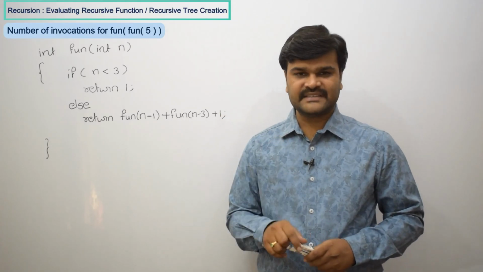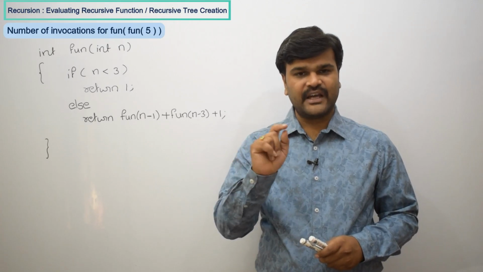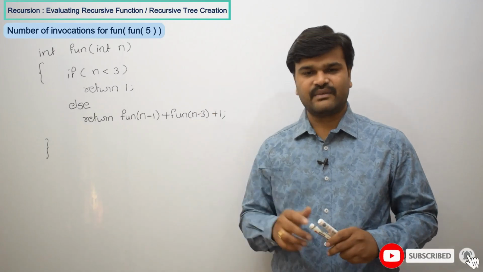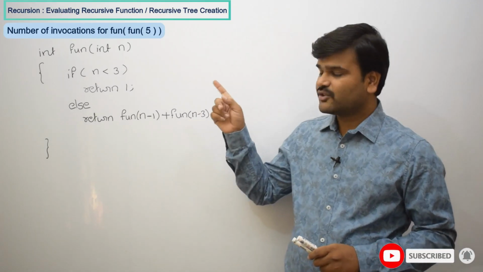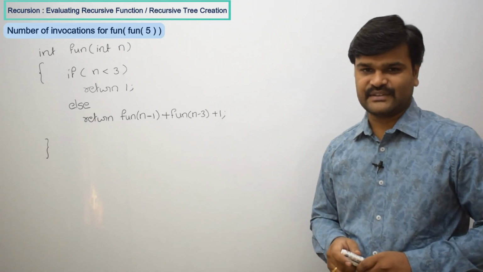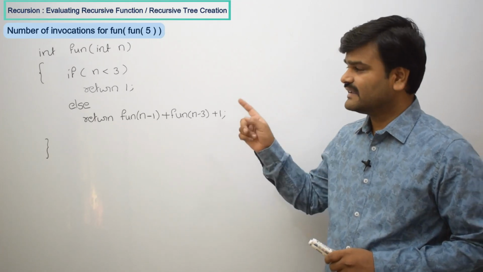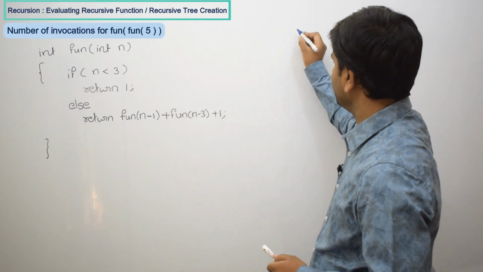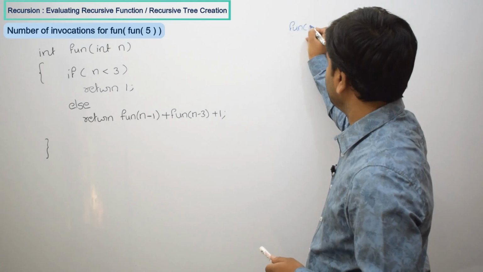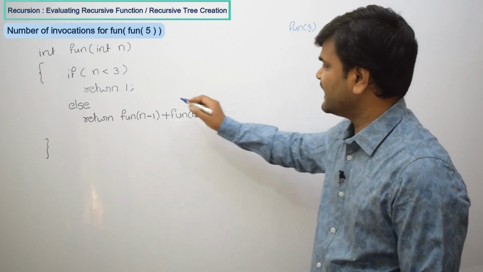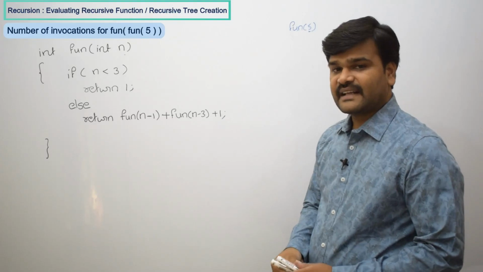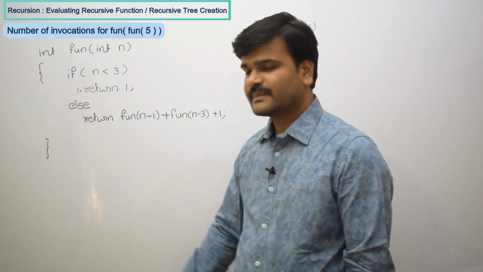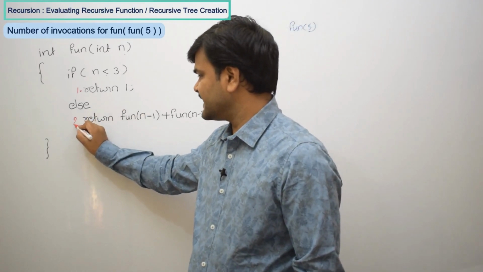Whatever return value comes out finally, you have to replace it in that position. Again, with the new value you have to call this function. So now let us first evaluate with n value 5. Whatever it is returning, we are going to replace there. So with the n value 5 we are going to take fun of 5. So n value is 5. Whenever the condition is true, this statement we will execute. If the condition is false, this statement we are going to execute.